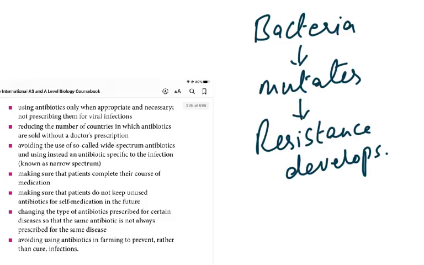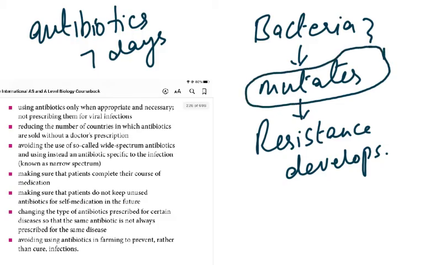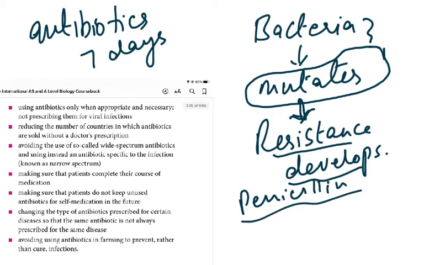Now, a person suffering from a bacterial infection is asked to take an antibiotic. And he's asked to take this antibiotic for 7 days. But he or she feels better after 3 days and stops the antibiotics. You see, when you stop the antibiotics, the bacteria mutates. When the bacteria mutates, there are changes in the DNA and resistance develops. Like for instance, there's an antibiotic called penicillin. Now the bacteria starts to produce an enzyme called penicillinase.